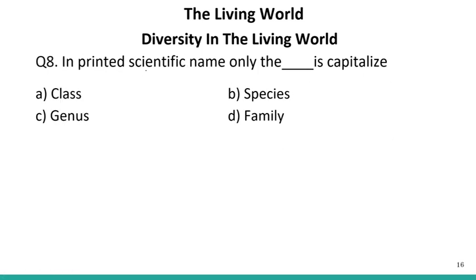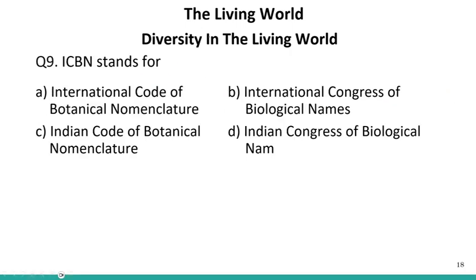The next question is, in a printed scientific name, only this blank is capitalized. This we have already discussed. Options are class, species, genus and family. We know that the scientific name has two components, generic name and specific epithet, and the generic name is capitalized, starting with a capital letter. So what should be the answer? Genus. Option C is the correct answer.